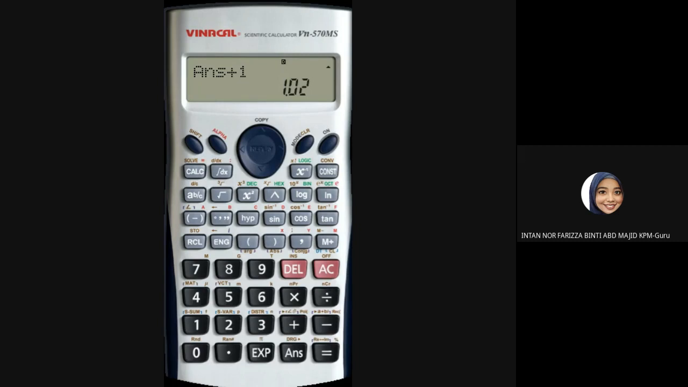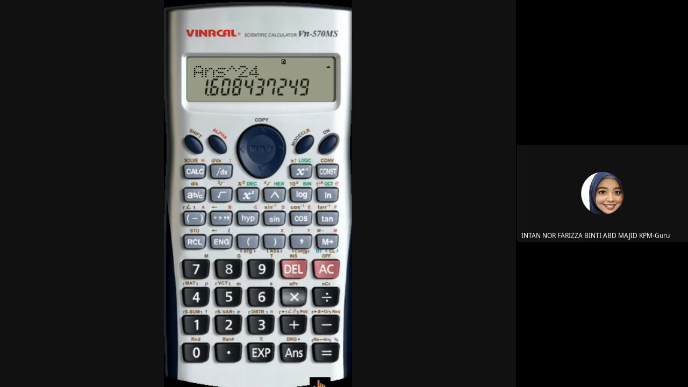For the power, you press the power button. So this is my power button. And then you press 3 times 8, which is 24. So to the power of 24. Equal sign again. So this answer is for the one inside the bracket, and you power it with 24.